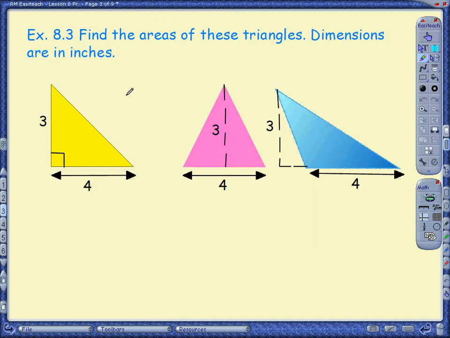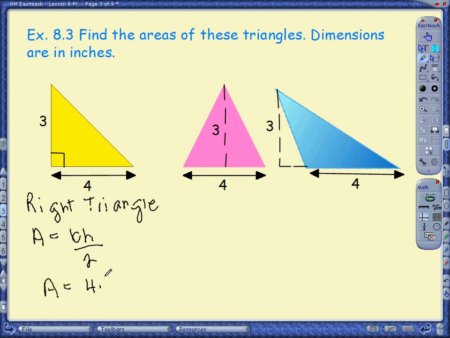Okay, we want to find the areas of these triangles. This is a right triangle. We know because it has the right angle mark in the corner. So whenever you see the right angle mark, a little box, one of them is the length or the base, and one is the height or the width. Okay? We know that area equals base times height divided by 2. Our base is 4, our height is 3. So our area is 6 inches squared.